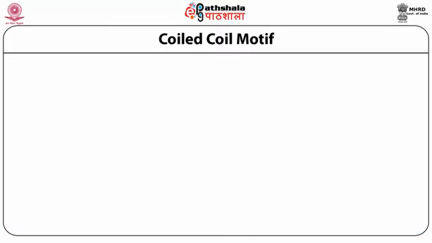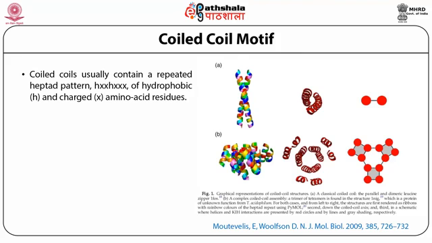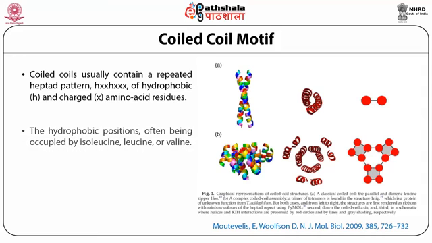So in the coiled motif, as we are discussing, we need to have a repeated heptad pattern. In that case it is like HXX, HXXX, where H is the position for hydrophobic amino acids and X is for the charged amino acids. Normally these hydrophobic positions are occupied by isoleucine, leucine and valine. Here we see a classical example. The first one, A, is a classical parallel, dimeric leucine zipper coiled coil, and here we can see the two coils coming together and forming this coiled motif.